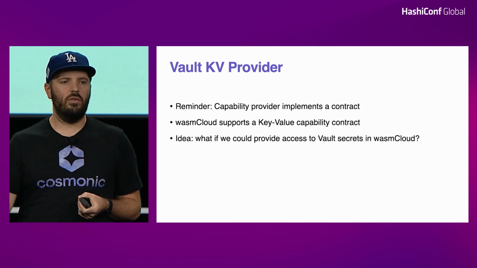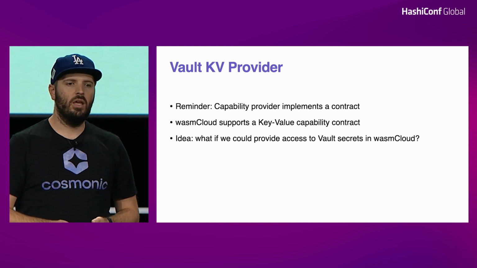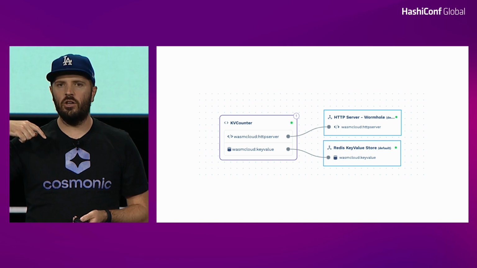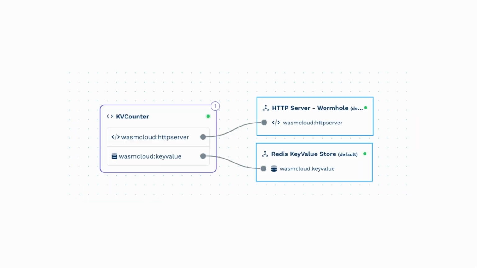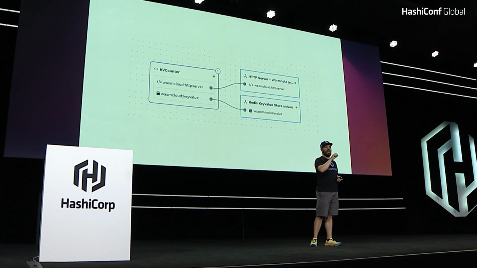So our idea was, what if we could give access to Vault secrets inside of Wasm Cloud? Once again, I'm going to show you the same diagram I showed you before. You have the key value counter that I explained, the HTTP server, and a Redis key value store. The nice thing about what Wasm Cloud and Cosmonic allow you to do is you can remove this Redis key value store and swap it in for another key value store. So what we did is create an implementation of that contract with the key value that talks to Vault. And we swapped it out so that it looks like this.